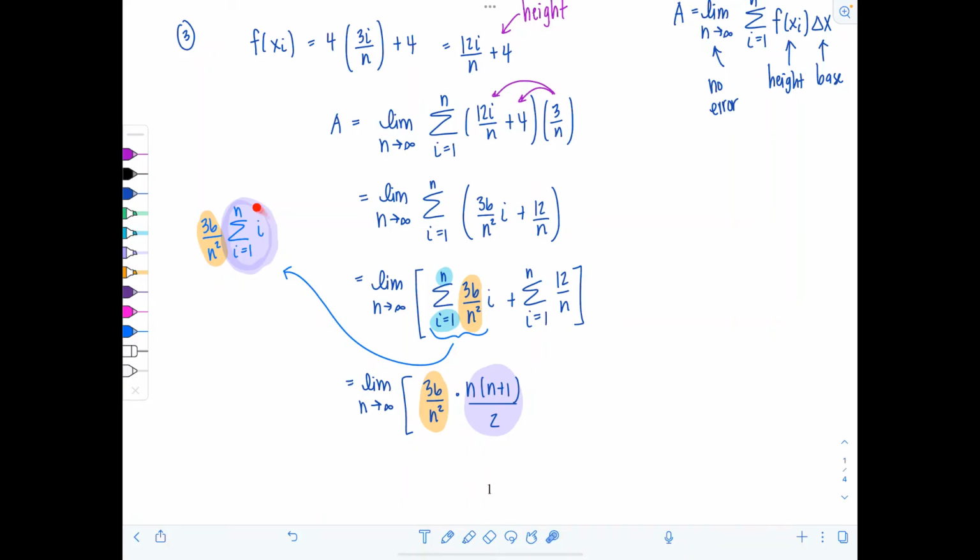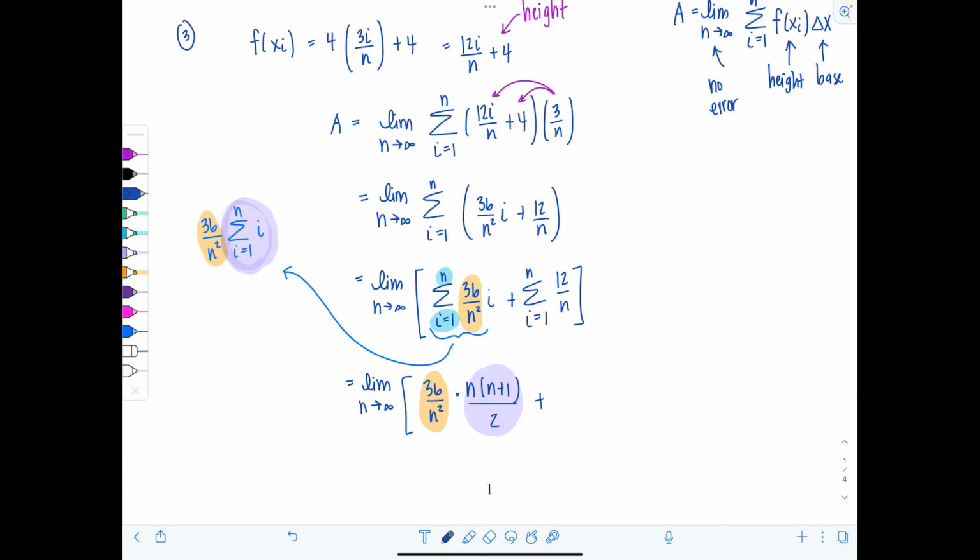All right, you don't need to show this step of pulling out the 36 over n squared every single time. Hopefully, when you do enough of these, you'll just look and see, oh, it's i to the first, get rid of the sigma and the i with this formula. Okay, good. Plus, now look at the next one.